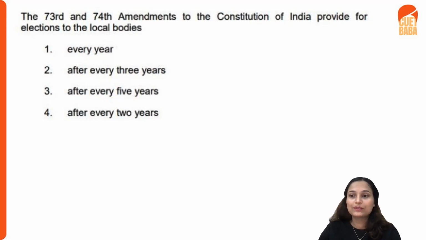What is the correct answer? Right. So here the answer would be: the 73rd and 74th Amendment of the Constitution of India provide for the elections of local bodies after every 5 years. After how many years? After every 5 years, right? So 5 years is your answer, because the 73rd and 74th Constitution Amendment was about this only, right?